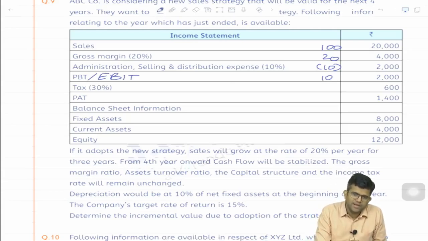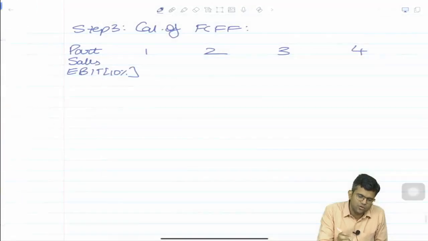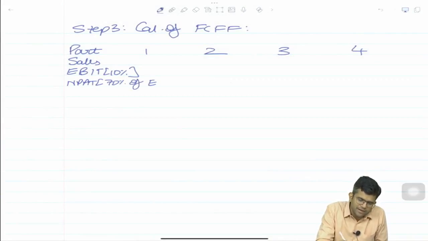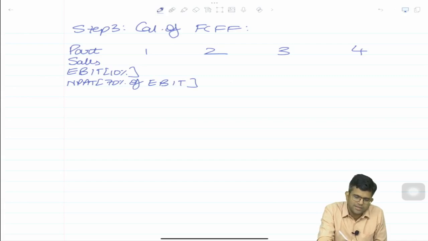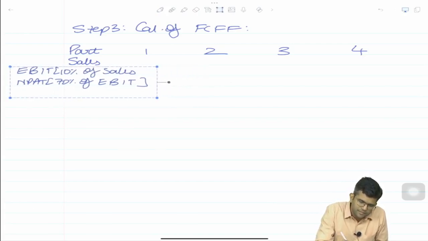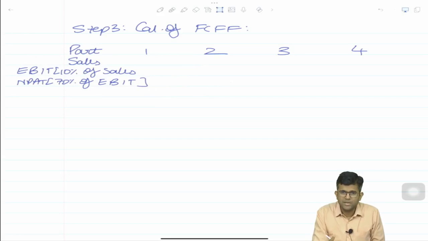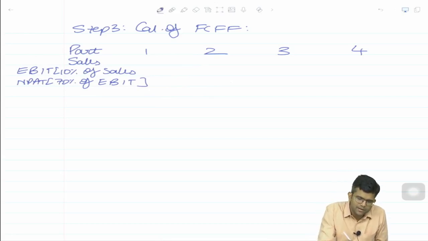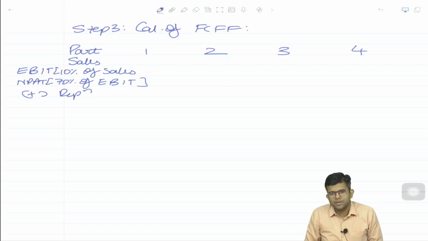Then what has ICAI done? ICAI is saying, okay, you got EBIT. Now they wrote NPAT, bracket 70% of EBIT. Everybody, are you all able to understand? They did not show tax and all that. So EBIT is 10% of sales. All done. Once you have NPAT, then you can directly go to CFAT if you want, or you can show that row of add depreciation.